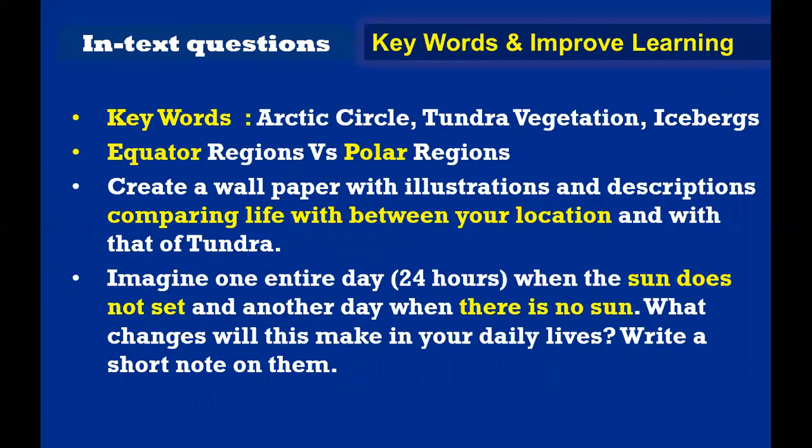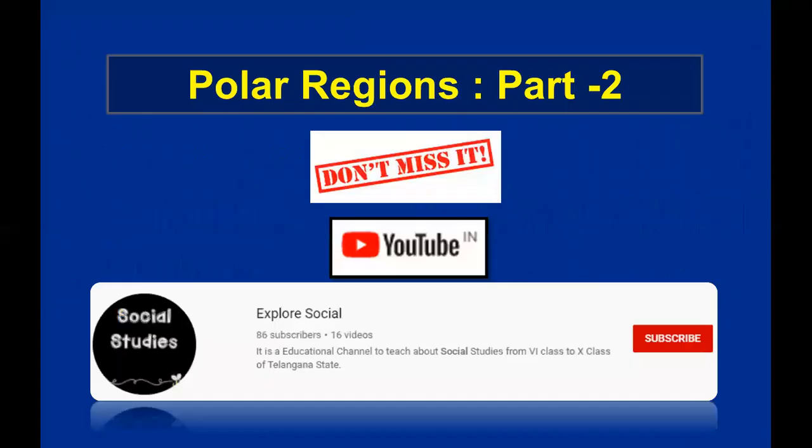So children, till now you have learned about the tundra region and the type of vegetation. And now you can compare the polar region with the equatorial region. You can see the difference. The equatorial region is very hot and the polar region is very cold. You can note down the differences, and you can even prepare a poster showing the difference between the equatorial and the polar region. And children, can you imagine a day of 24 hours with sun, how it will be? Just imagine and you can write it down. And thank you very much, and we will meet in the next session in part 2.